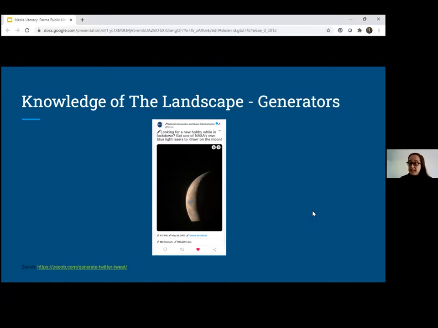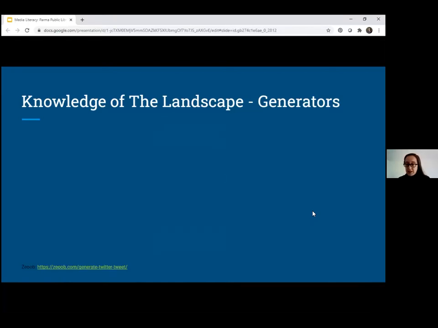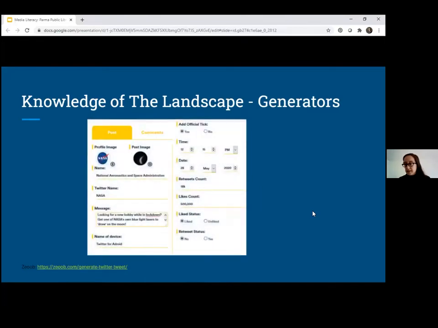But what it really is, is a post that I made in about 30 seconds using a Twitter feed generator. So there are websites out there. This one's Zube, I'm not sure I'm pronouncing that right. But basically what you can do is you can take any photos. I just stole the NASA logo from their website.